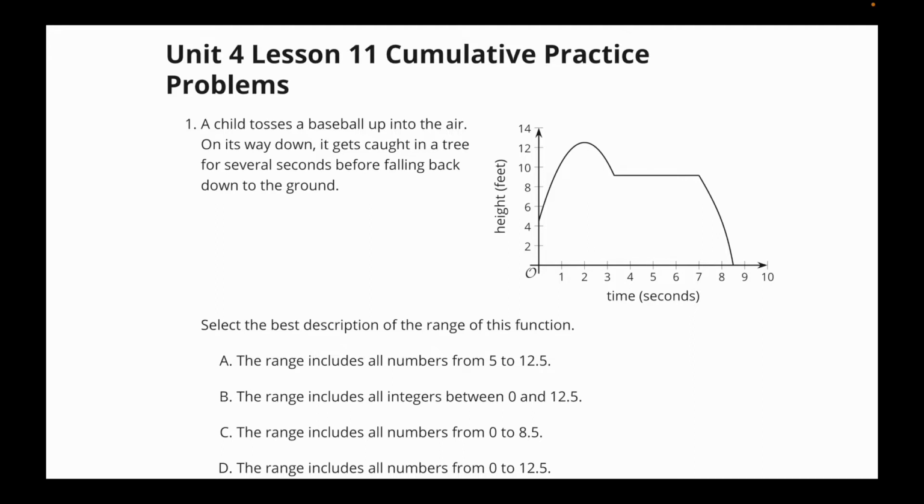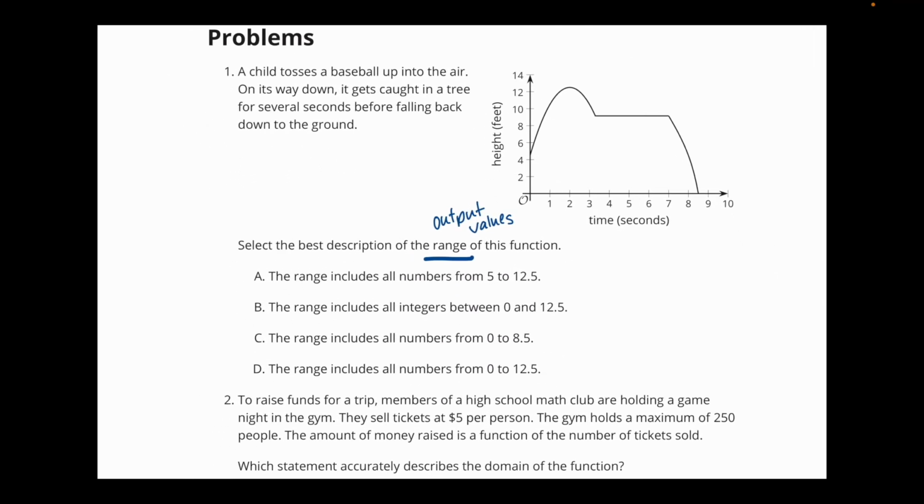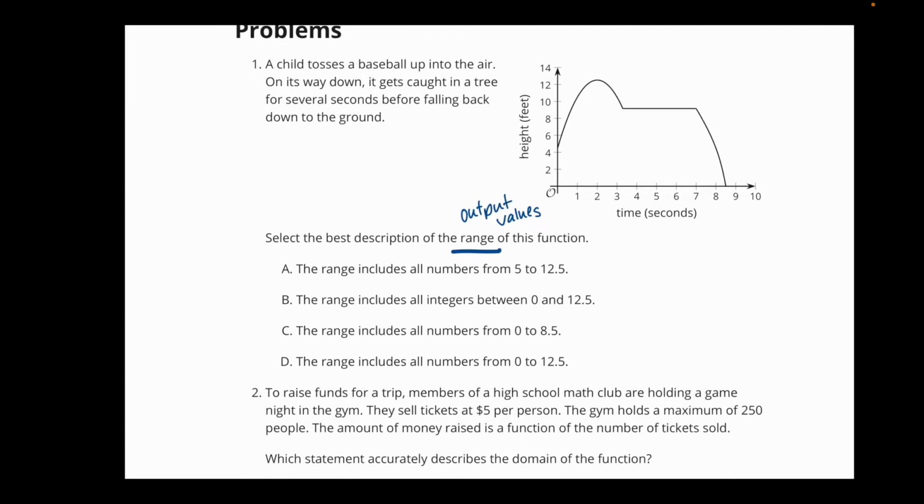So range, I know that range, this is my output values. I want to look at all of my output values. So it's falling from a tree. I have a couple different options. So this says the range includes all numbers from 5 to 12.5. Well, that would be 5 to 12.5 up here. That's the child tossing the baseball.